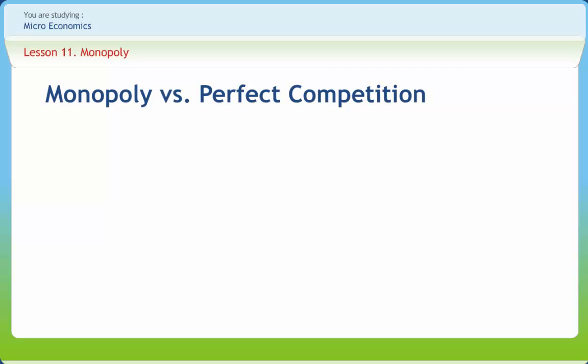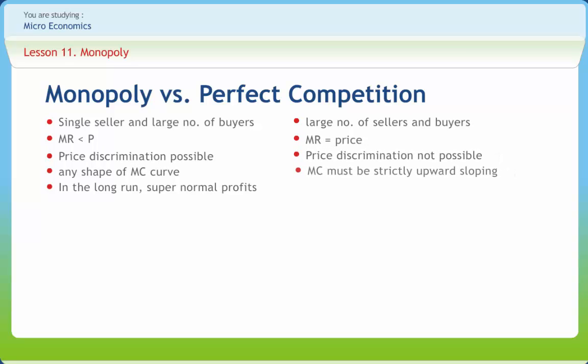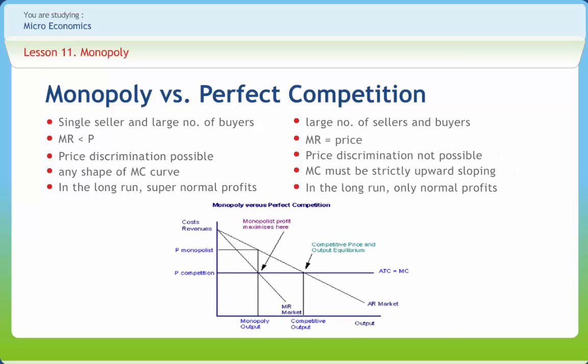Now let's discuss the difference between monopoly and perfect competition. In monopoly, there is a single seller and a large number of buyers, but in perfect competition, a large number of sellers and buyers are present. In perfect competition, variation in output has no effect on price, and thus marginal revenue is equal to price, but in monopoly, if the monopolist wants to sell more, he must reduce price, and therefore MR is less than P for every output level.